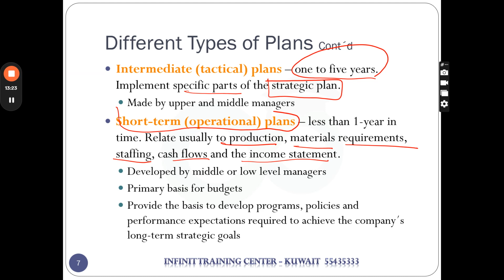Normally the short-term or operational plans are developed by middle or low-level managers, and these are the primary basis for budgets. Also this gives a basis for developing the programs or whatever policies the company is following, and also performance expectations from each department or each person. For what? To reach the strategic goal of the company.